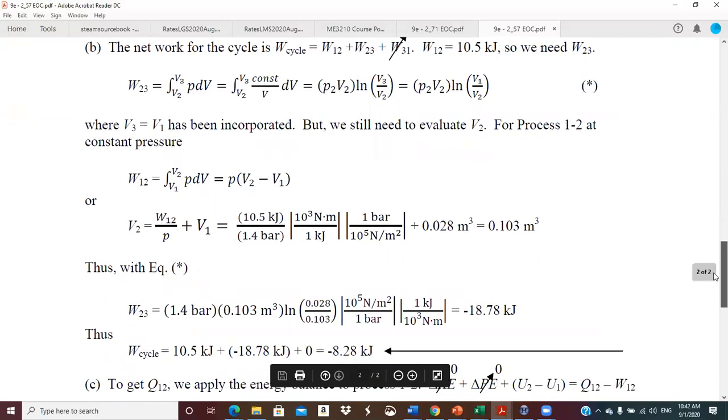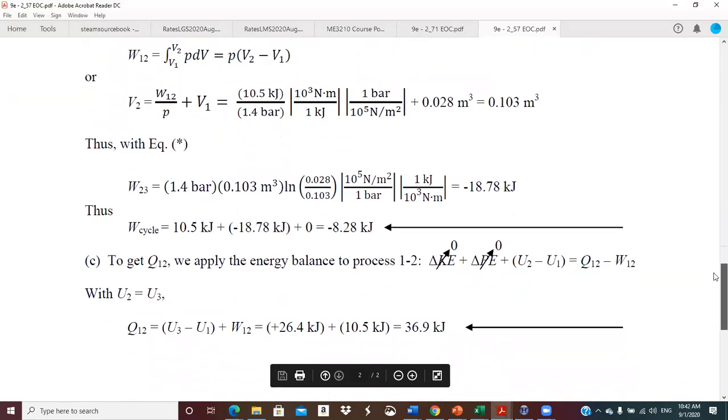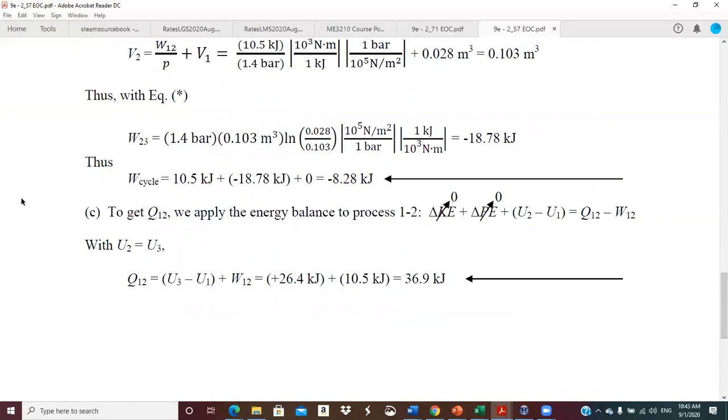All right, so this gives us V2, 0.103 meters cubed. And then we can evaluate this expression up here for the work 2 to 3. So crunching the numbers, converting the units, we get minus 18.78 kilojoules. And so then the net work for the cycle is the first process 1 to 2, plus 2 to 3, and 3 to 1 is 0. So it comes out minus 8.28 kilojoules.